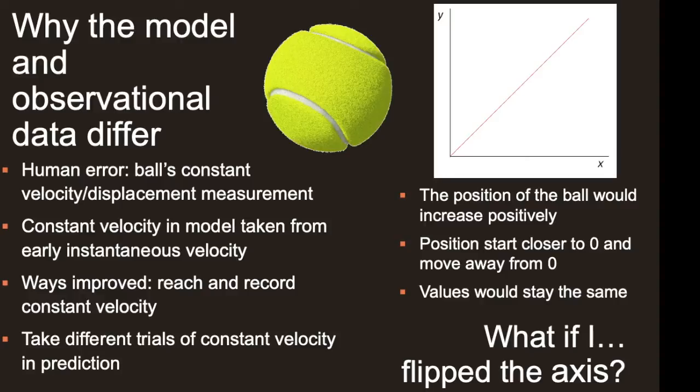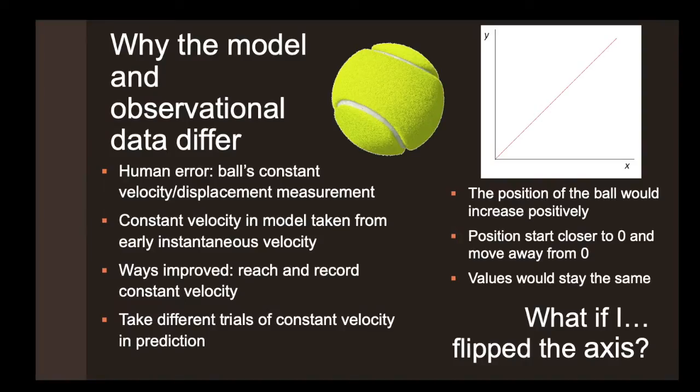One of the reasons is due to human error. I found the ball's constant velocity and displacement measurement based on Tracker, which is only an estimation of how far it actually moved across the screen and the velocity which was taken as time steps. However, observationally, it wasn't actually a completely constant velocity. It was only close to it. The only way we can improve the computational model is to take averages of the instantaneous velocity throughout the observation rather than only the first step. Also, I can try to record and reach a constant velocity within the object with multiple trials.